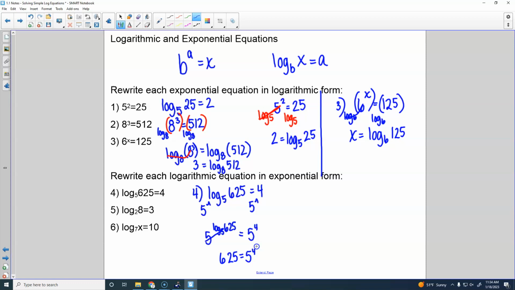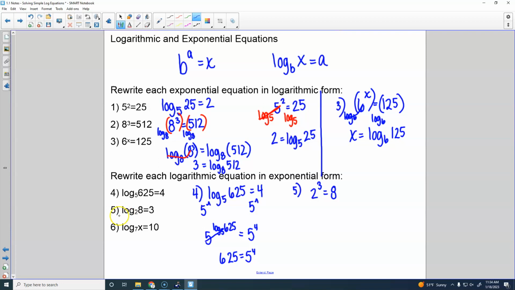Now, if you're like, Miss Hyatt, it seems crazy. Why are you doing that? I like it the way that I learned it. It's fine. I don't have to do that every time. Here, my base is 2. I can do 2 to the 3rd power equals 8. You can do it that way.